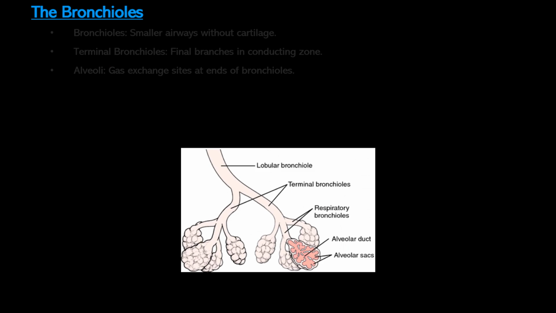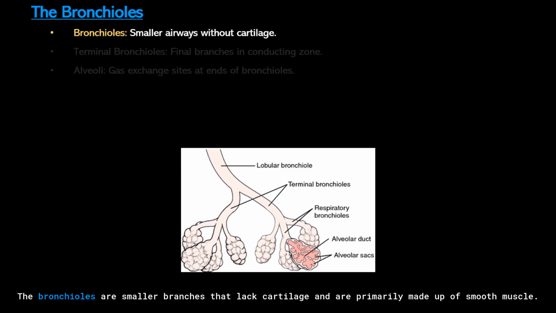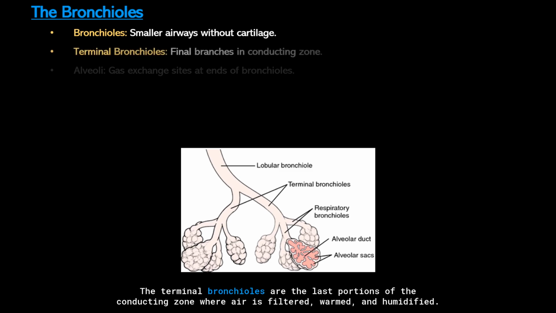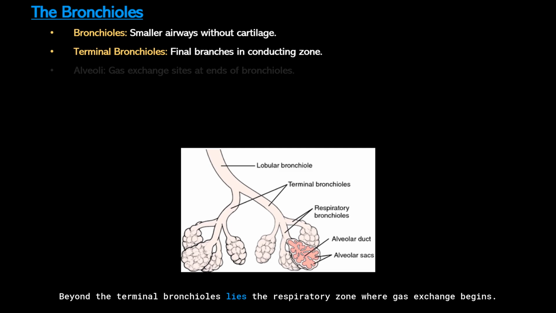The tertiary bronchi further divide up into the bronchioles. The bronchioles are smaller branches that lack cartilage and are primarily made up of smooth muscle. These smaller passages can constrict or dilate to regulate airflow into the alveoli, a process controlled by the autonomic nervous system. The terminal bronchioles are the last portions of the conducting zone where air is filtered, warmed, and humidified. Beyond the terminal bronchioles lies the respiratory zone where gas exchange begins.